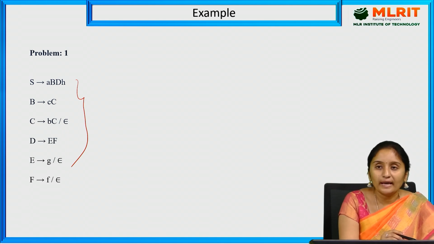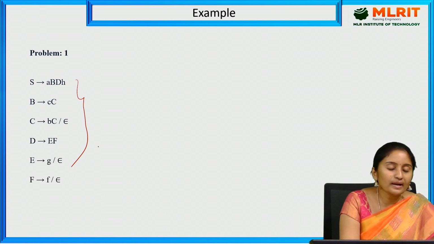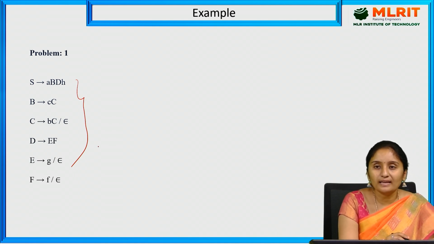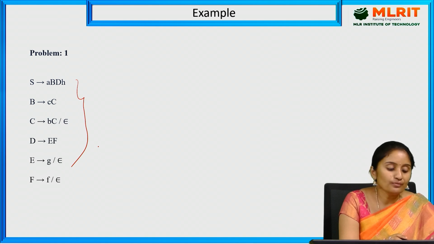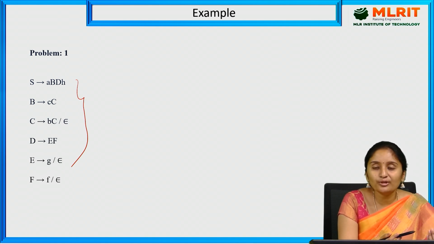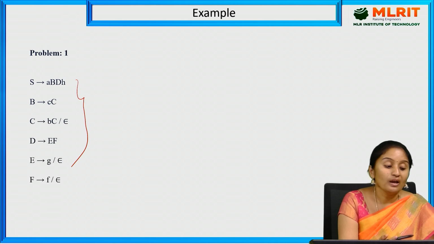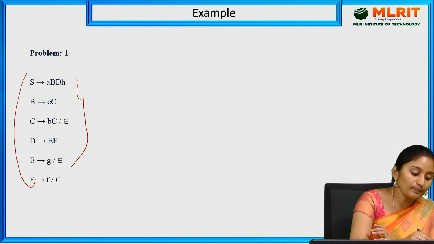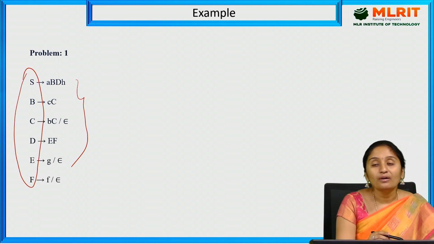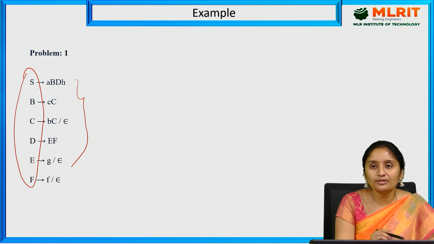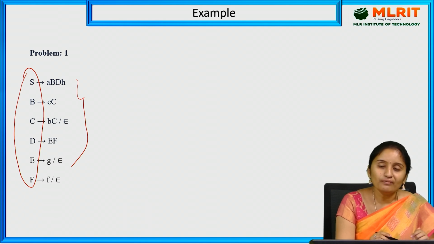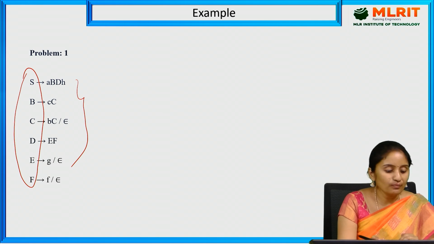Here, to calculate the First and Follow functions, we need to check whether the given grammar is free from left recursion. Yes, the given grammar is free from left recursion, so we can calculate the First and Follow functions. We need to find for which non-terminals we are going to find the First function: the non-terminals present on the LHS. For all those non-terminals we are going to calculate the First function, and similarly the Follow function also.